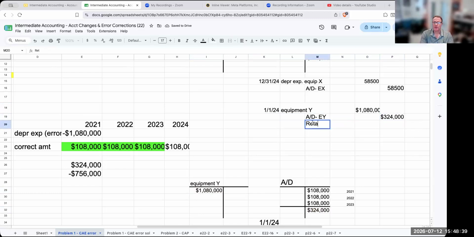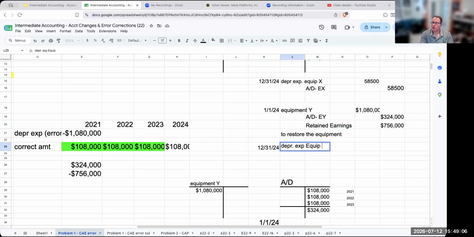I'm then going to have retained earnings over here, because my retained earnings was effectively understated by 756,000 because I took too much expense. So this is effectively going to be to restore the equipment. Now I then need to depreciate the equipment. As of 12/31/24, depreciation expense, equipment Y is going to be 108,000.